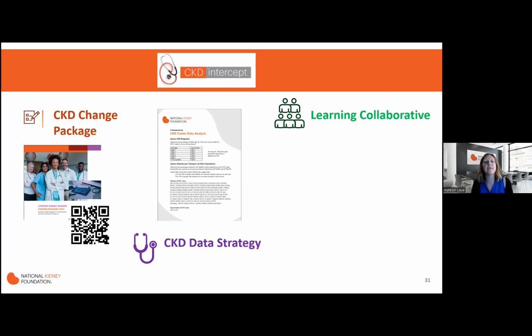We also have, as I noted, a population health data analysis strategy, which describes how to look at your patient data in the electronic health record or your claims data, or even working with your laboratory, whether it's internal or external, to look at the population level lab data to understand both the potential burden of undiagnosed kidney disease in your population, as well as understand how well you're doing with screening and testing for kidney disease in those at-risk groups.